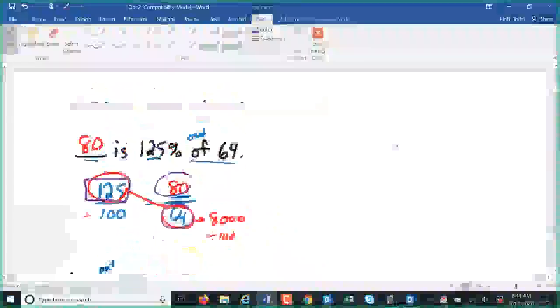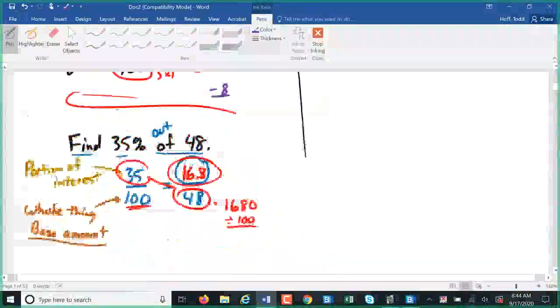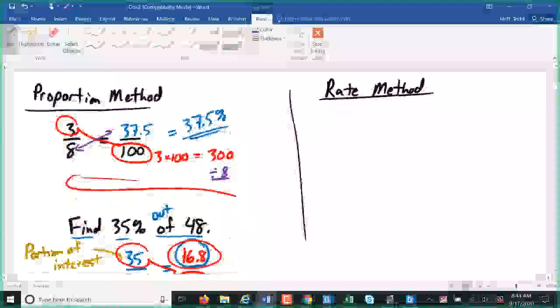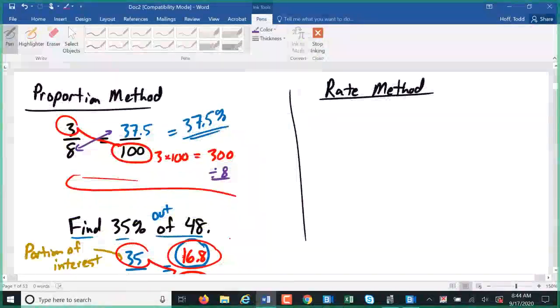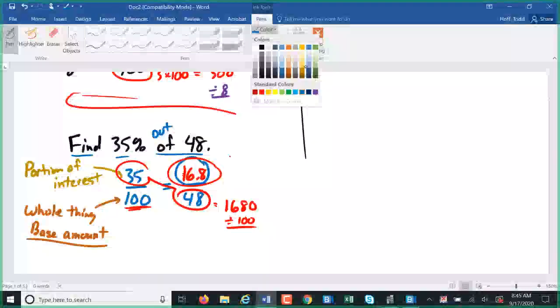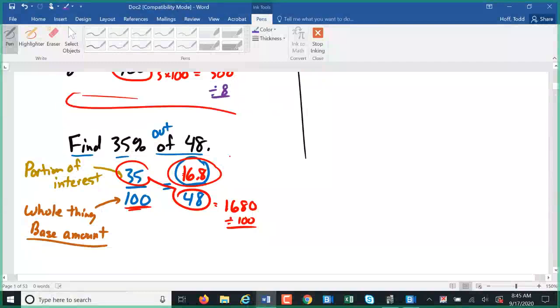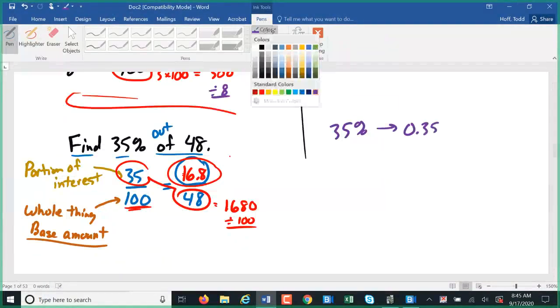Well, as promised, we're going to go back and do each of these examples with the rate method. What the rate method involves is converting the percent to a rate. In other words, a decimal. It's decimal form. So for our first one here, we would start out by taking our 35% and converting it to 0.35.